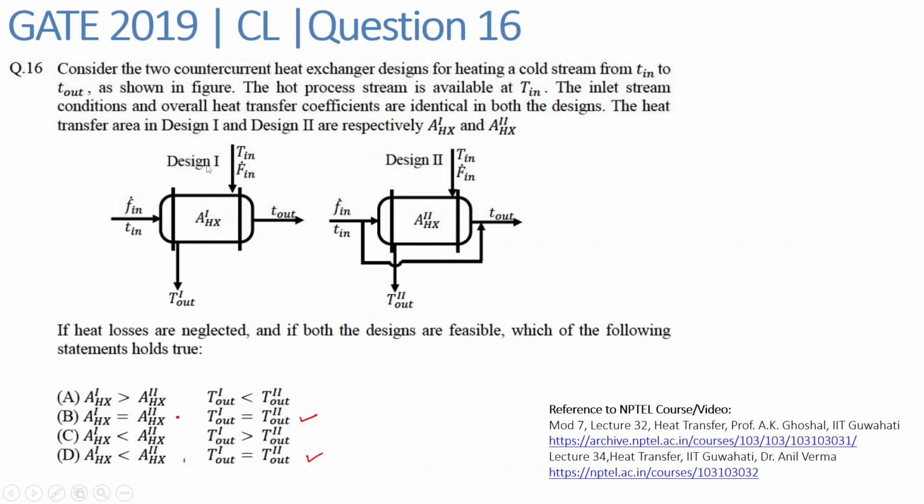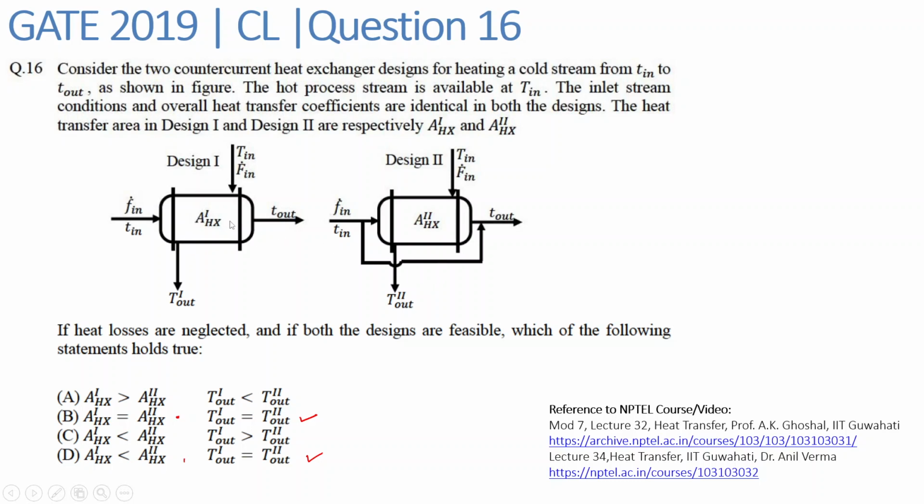In this question, we have been given two heat exchanger designs. So this is design 1 and design 2. Corresponding to them, we have been given the inlet fluid of tube side, that is F in, and T in is the inlet temperature of the tube side fluid. Similarly, T out is the outlet temperature of tube side fluid. And these parameters are same in both the designs, except the T1 out and T2 out, that is the outlet temperature of the shell side fluid.